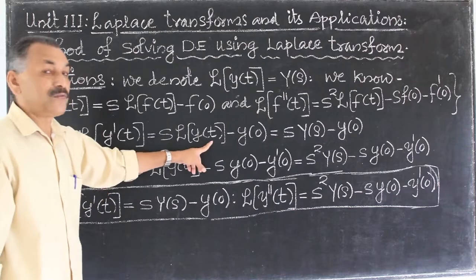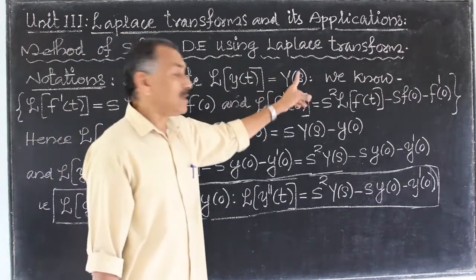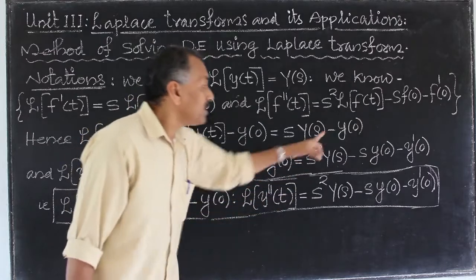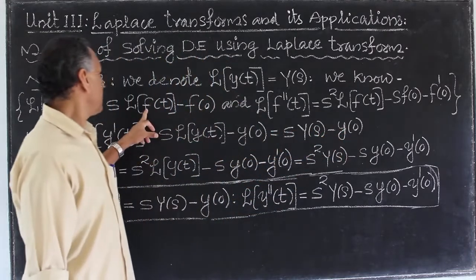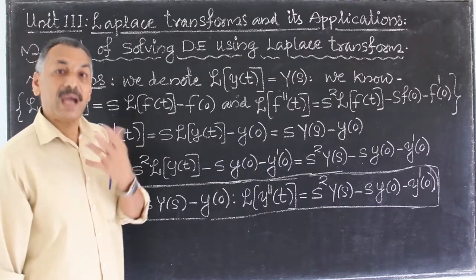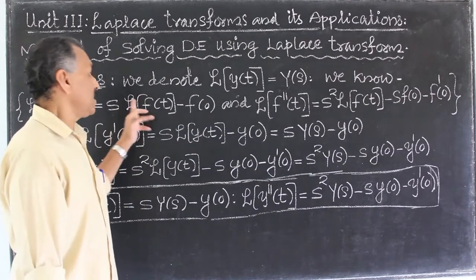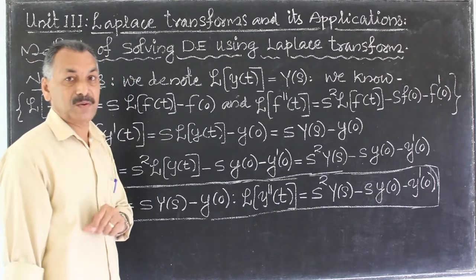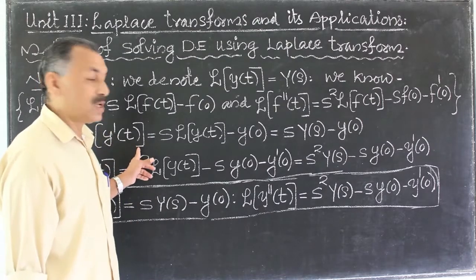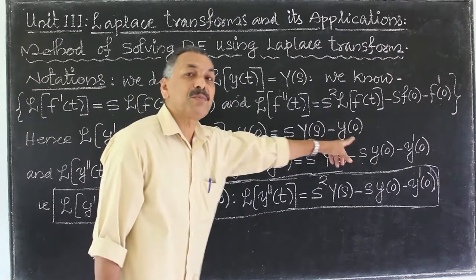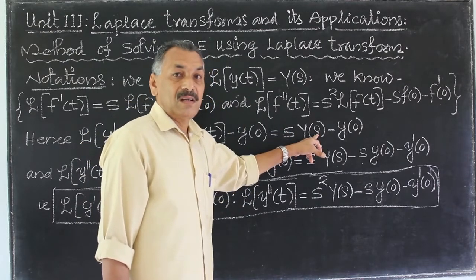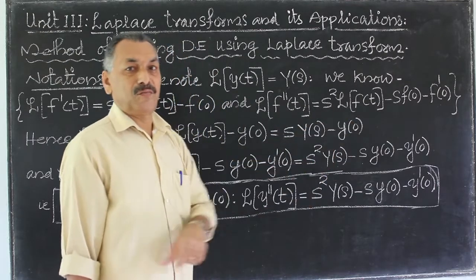What is L of y of t? L of y of t is denoted by capital Y of s. s into Y of s minus y0. This is small y. L of f of t is equal to capital F of s, that is s into F of s minus small f0. So that means L of y dash t is equal to s into Y of s minus y of 0. Y of t has Laplace transform capital Y of s.